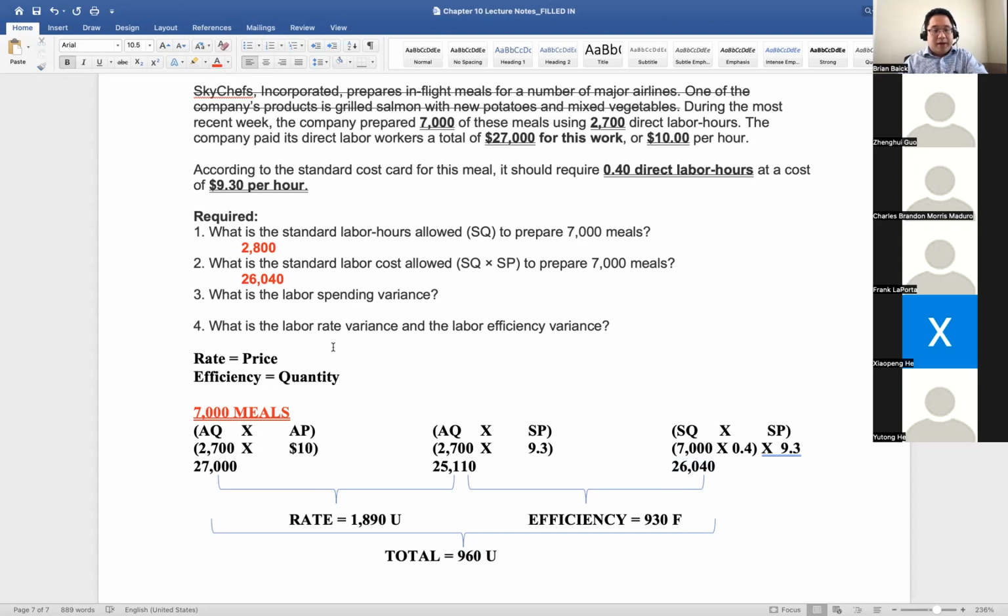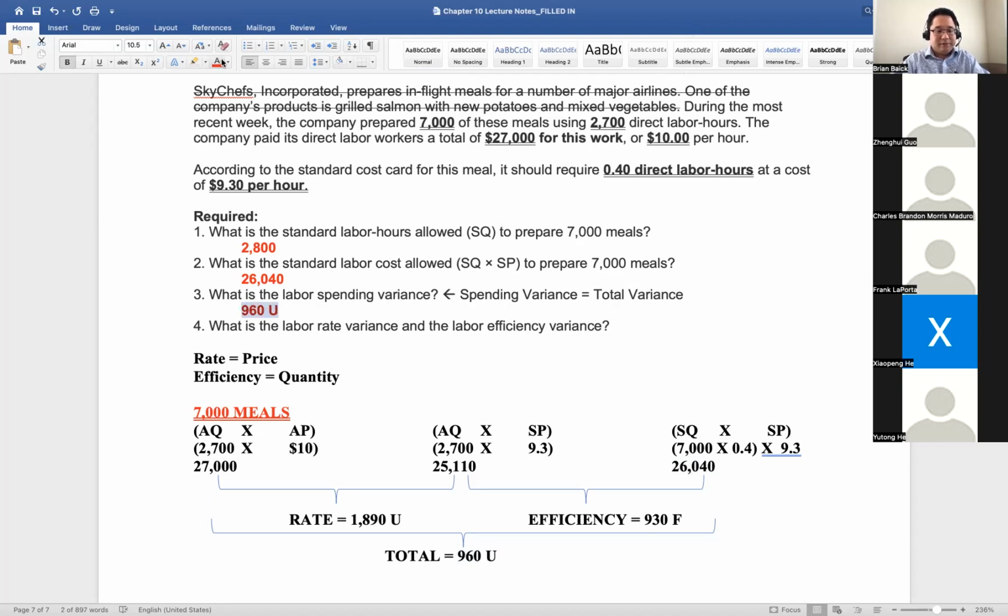Aha. I think I know what this means. Labor spending variance. What does that mean, spending variance? We just talked about that. This is like fool me once, right? You're not going to fool me the second time. I know what spending variance is. What is spending variance? Total variance. That's exactly right. Total variance. 960U, right here, total variance, 960U.